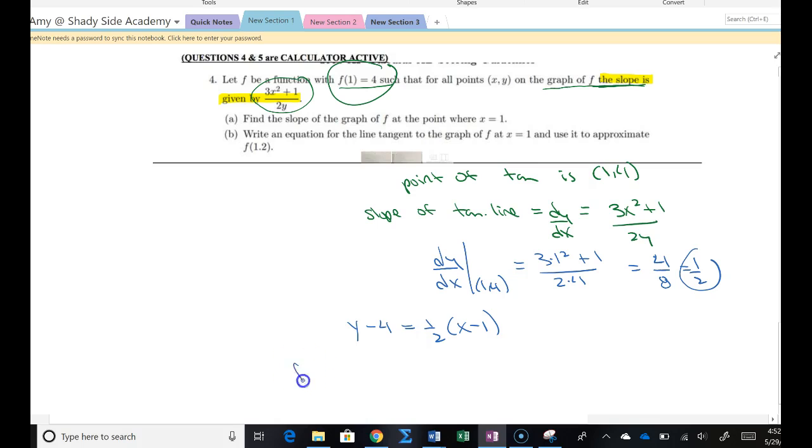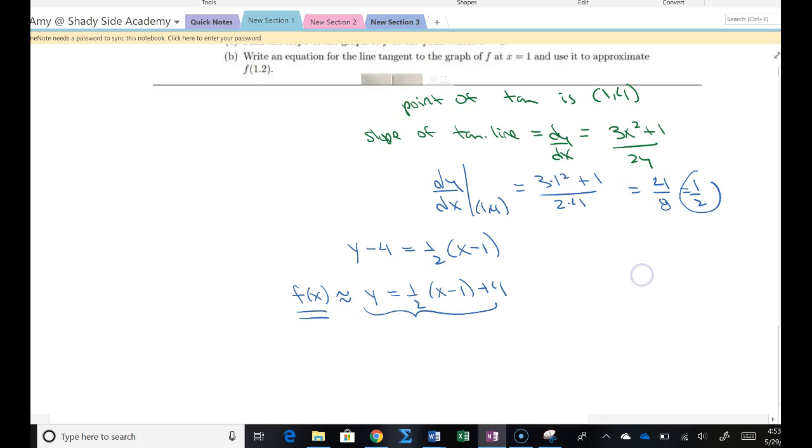And if you are feeling really good about things here, you could say that this tangent line is a good approximation for f of x at x values close to the point of tangency (1, 4). Then use your tangent line to approximate f of 1.2. I think at this point you can take it from here.